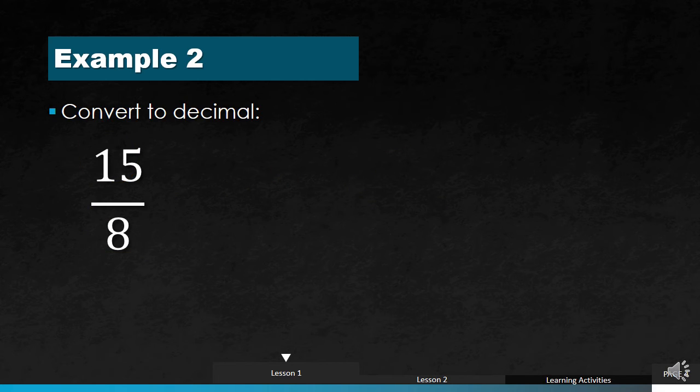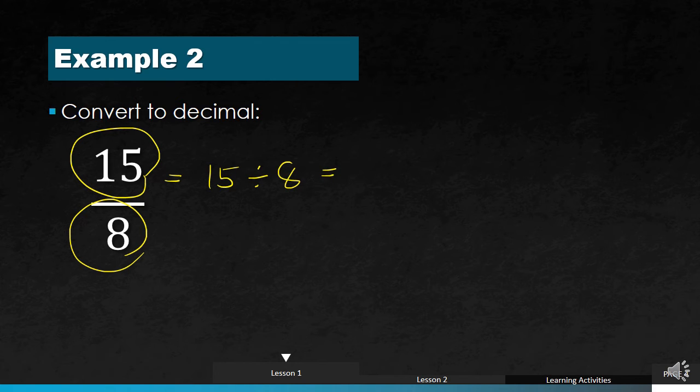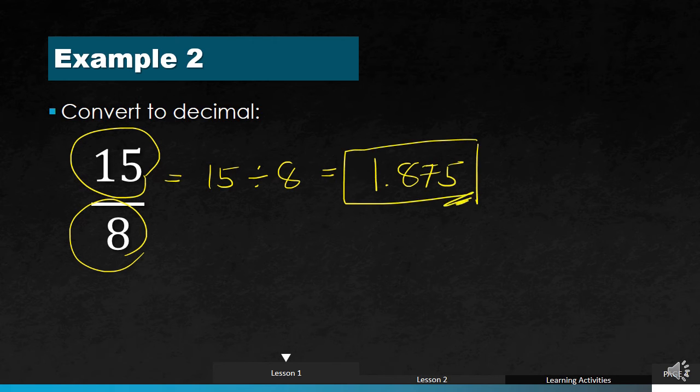In example number 2, we have 15 over 8. Again, to convert this into a decimal, all you need to do is divide the numerator by the denominator. So now you have 15 divided by 8. In your calculator, this will give you an answer of 1.875. This is now the decimal form of the fraction.